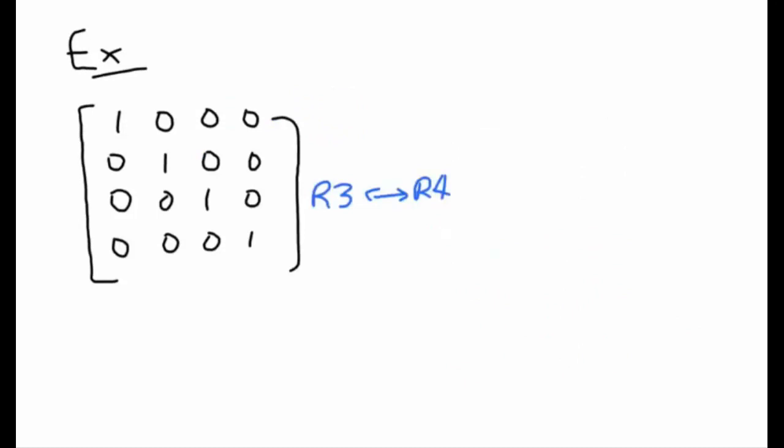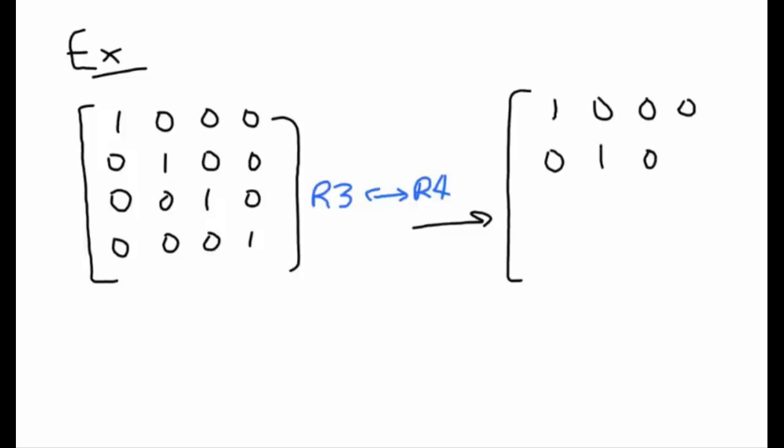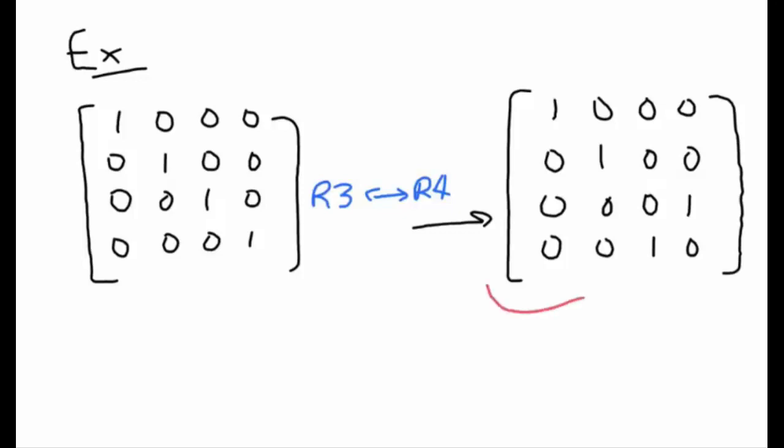And last but not least, we'll take a look at a type 3 elementary matrix. Here I have a 4 by 4 identity matrix, and we're going to do the operation row 3 switched with row 4. When we switch row 3 and row 4, we're going to end up with the following matrix. And we say that this one is a type 3 elementary matrix.